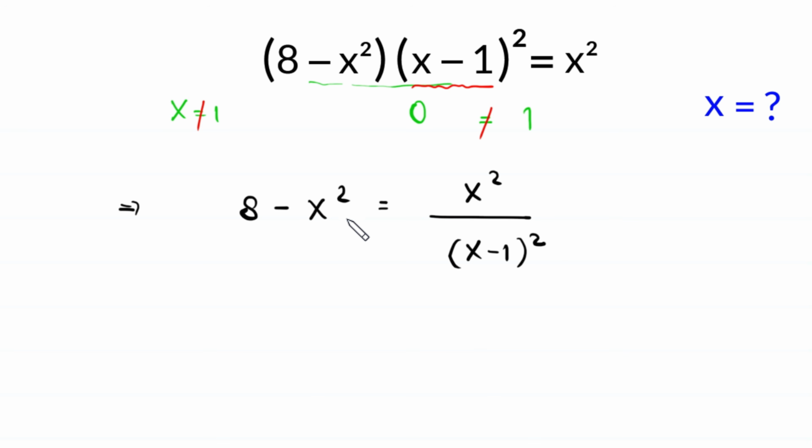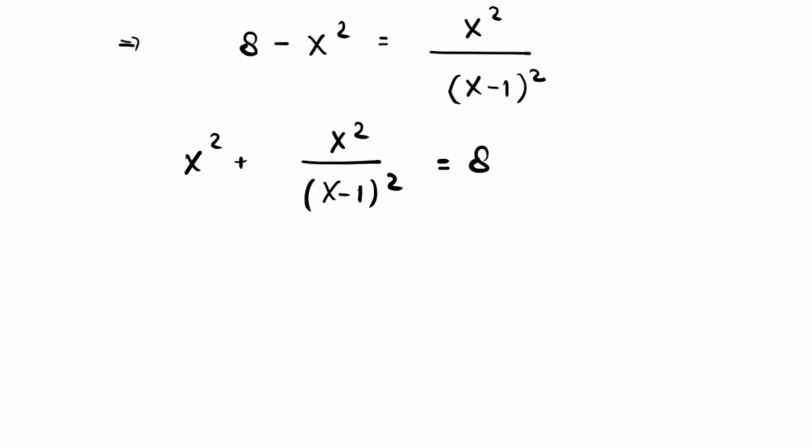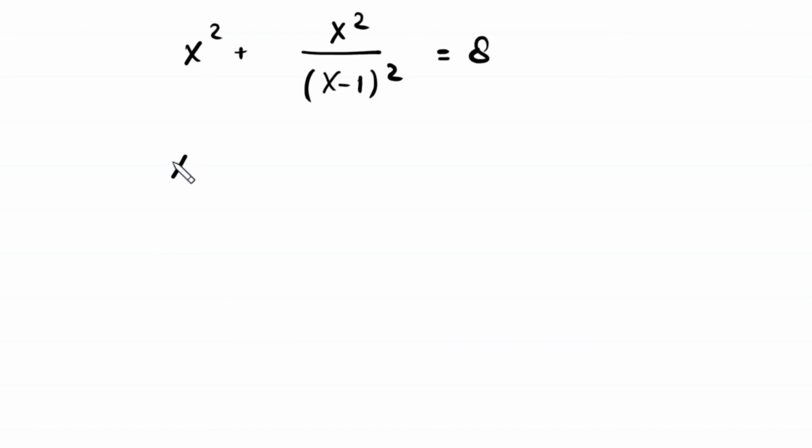Move this negative x squared to the right hand side, then this will become x squared plus x squared divided by (x minus 1) whole squared equal to 8. Next, this can be written as x squared plus (x divided by (x minus 1)) whole squared equal to 8.